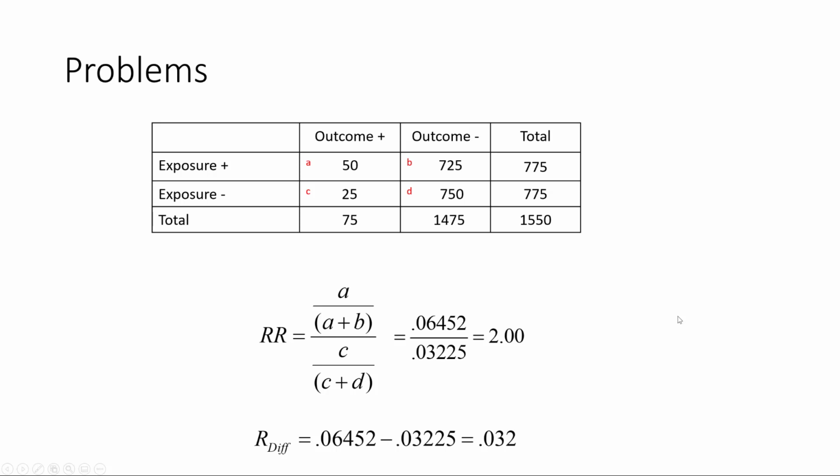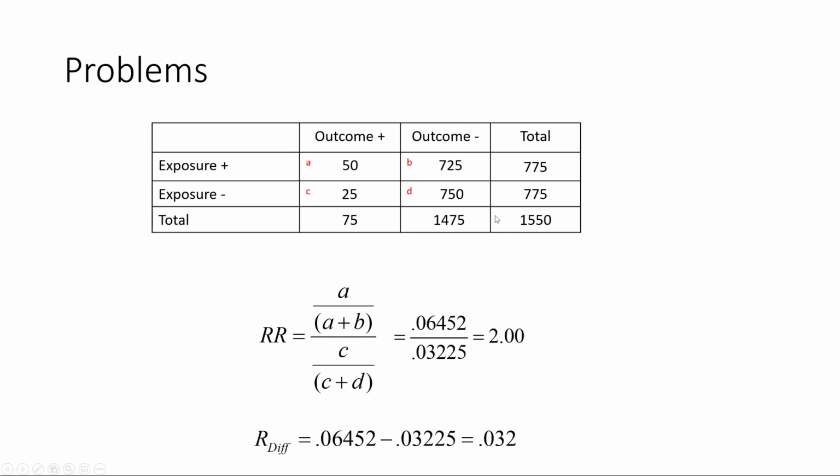Now, there are some problems. The first problem is that when the outcome is rare, the risk ratio can be misleading. Here you see the same risk ratio, but a much lower disease prevalence. So rather than 0.5 versus 0.25, we have 0.06452 versus 0.03225. So the relative risk is still 2.00, but you're only doubling a very small risk to begin with if you're exposed.